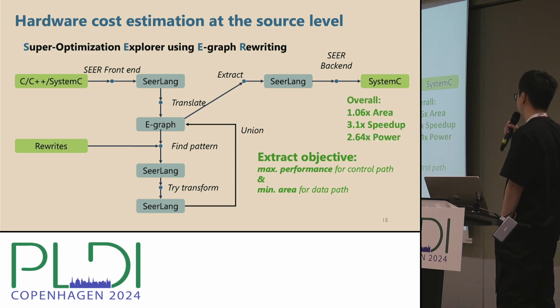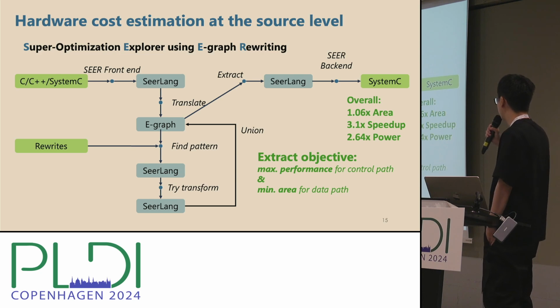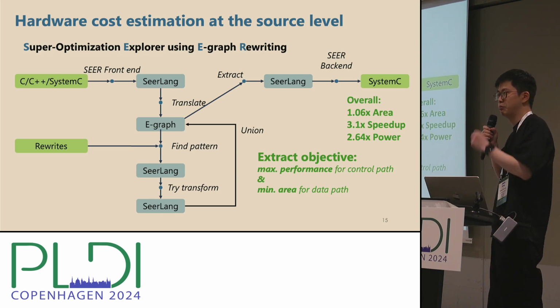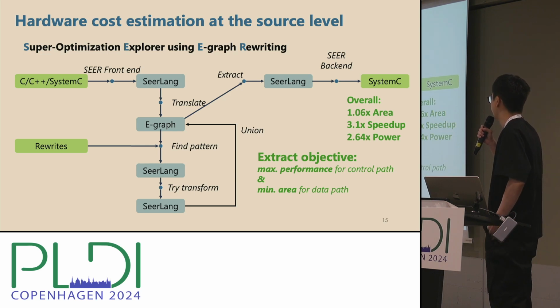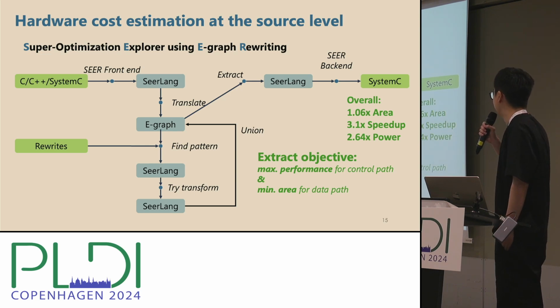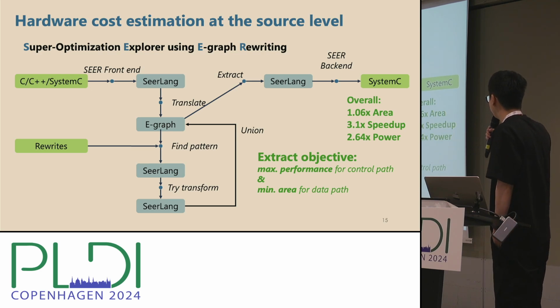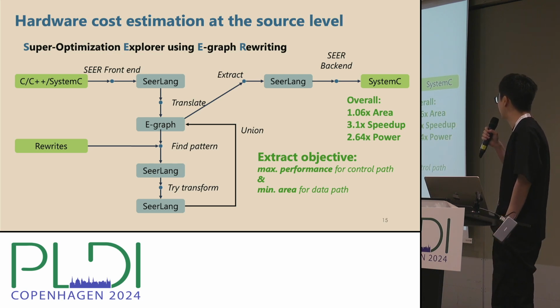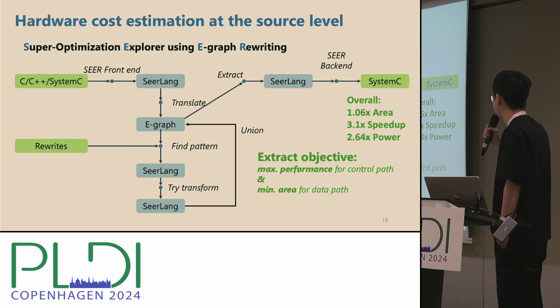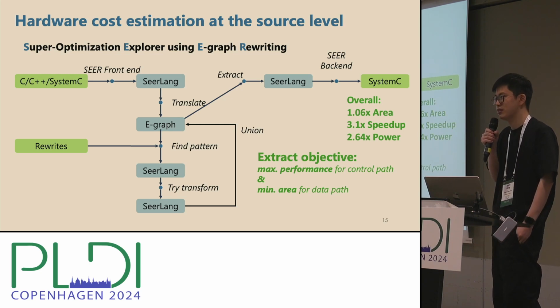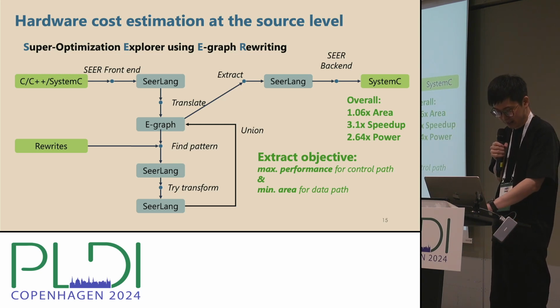Over a set of benchmarks, we achieve quite good results compared to directly sending the program into HLS tools. We achieved a 3.1x speedup, with a little overhead in area because faster means slightly bigger. The power is a bit higher, mostly because of the high performance. But it makes sense because power is not in the cost function, so that's why it's out of control.